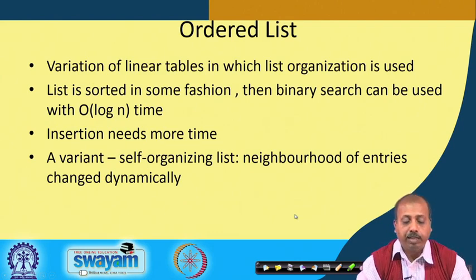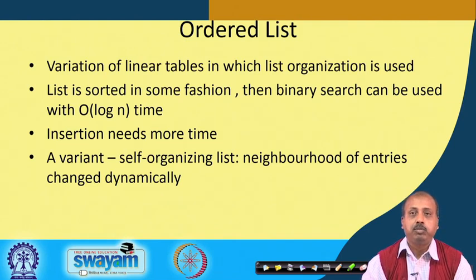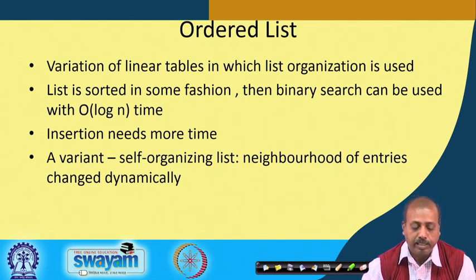This is the variation of linear list, which is an ordered list. It is a variation of linear tables in which list organization is used. A list is sorted in some fashion and then a binary search is used, taking log n time. Sorted in some fashion may mean based on the name of the symbol, sorted in ascending order. Once the array is sorted, we can use binary search, and that binary search takes order log n time. So, that way it is easy.